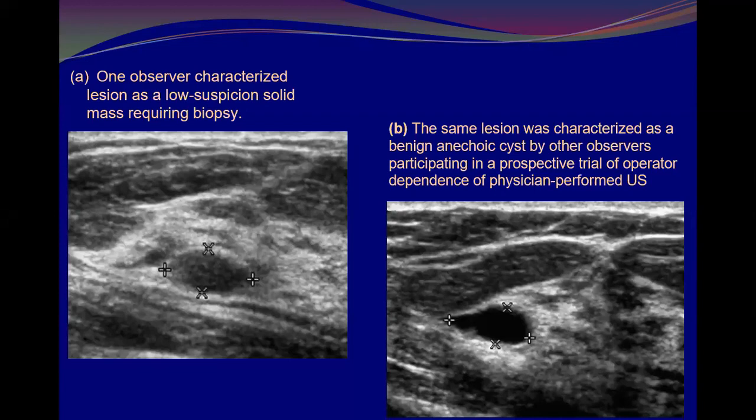How do you know this is not the correct one and this is the correct one? Even the surrounding tissue. These are the same lesions, performed by one operator here. That is why we said ultrasound is operator dependent. This is by one operator, and this is by another operator. Even the normal breast tissue appears more clear on B.